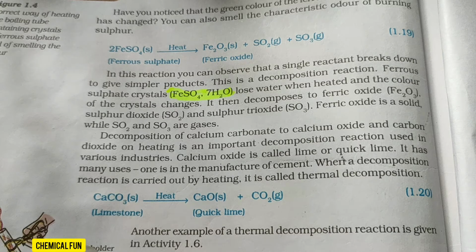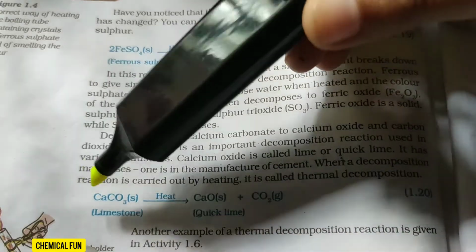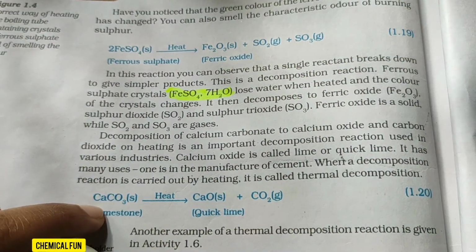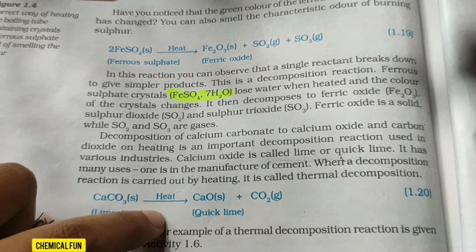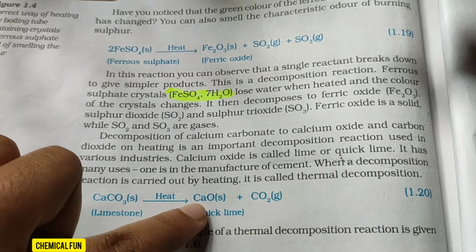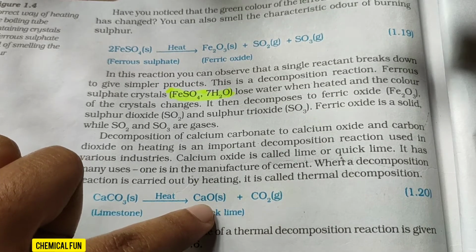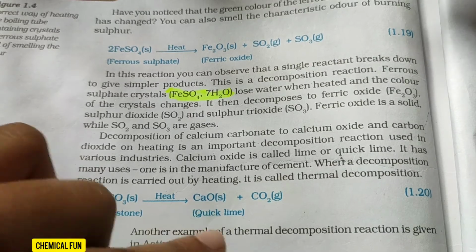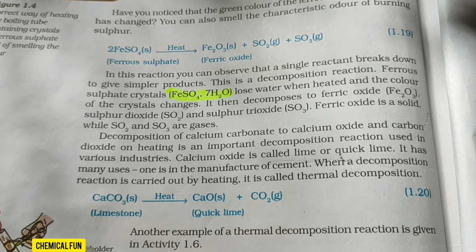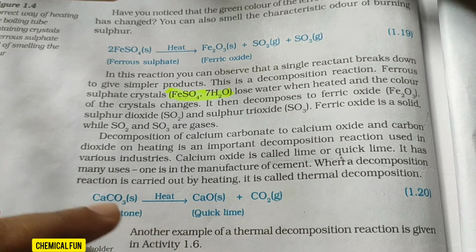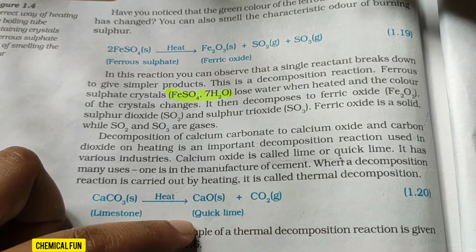Another example which is given here in the book is that of limestone. So when we heat limestone, it breaks down into quicklime and carbon dioxide. Okay, so the chemical name of this limestone is calcium carbonate. Now you are heating this calcium carbonate and it is dissociated into calcium oxide. So calcium oxide will obviously be in the solid form, and carbon dioxide gas is formed. Okay, so what is formed? Carbon dioxide gas. The common name of this calcium oxide is quicklime.